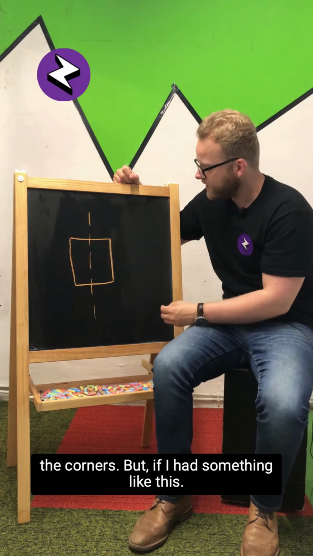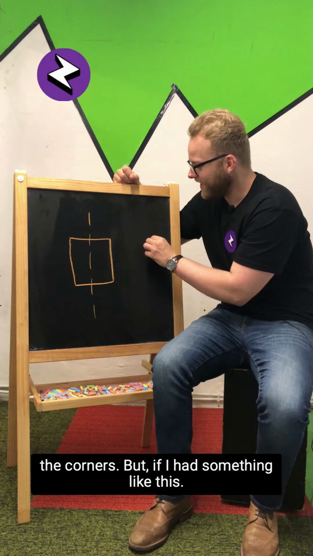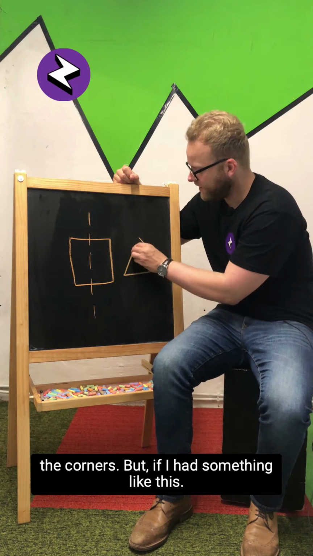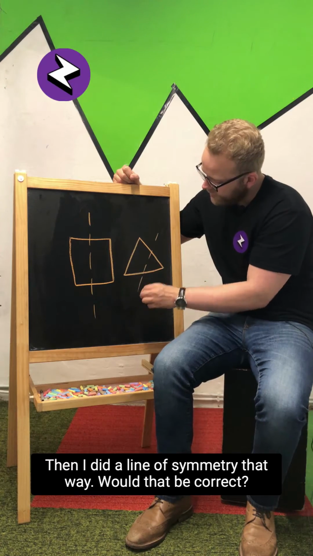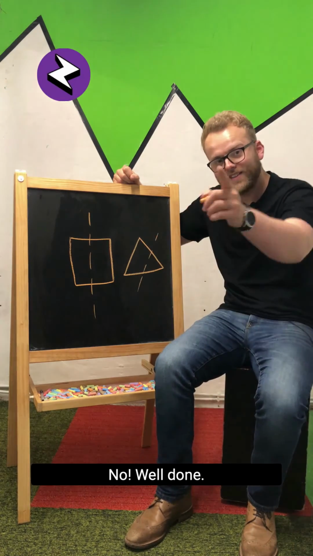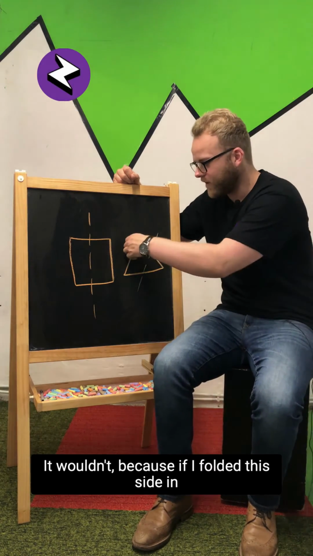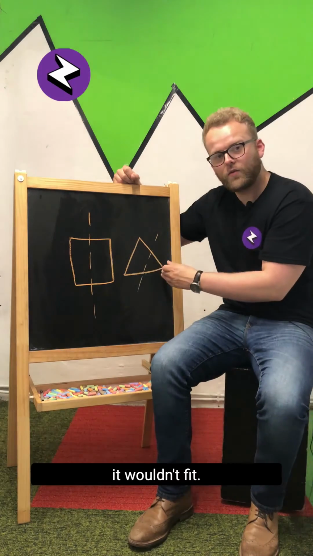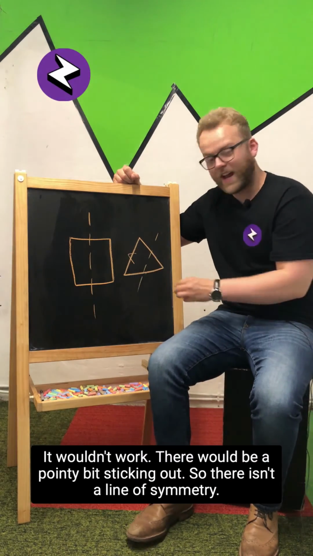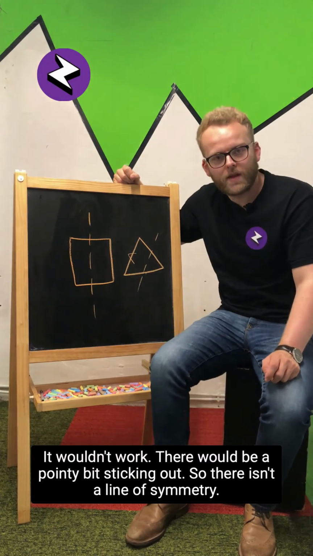But if I had something like this, okay, and then I did a line of symmetry that way, would that be correct? No, well done, it wouldn't, because if I folded this side in from here, it wouldn't fit each other, would it? There would be like a pointy bit hanging out here. It wouldn't work. And that's all line of symmetry means.